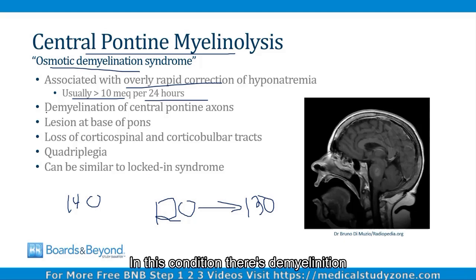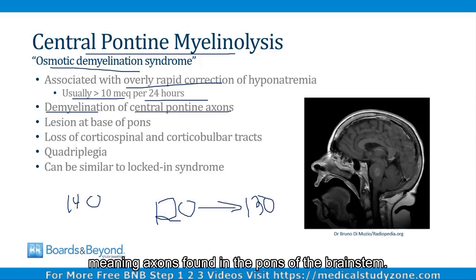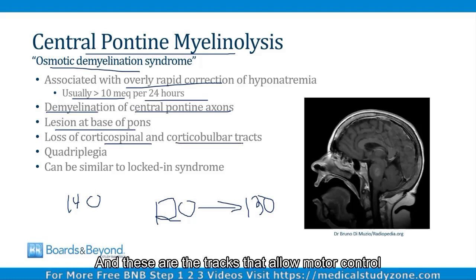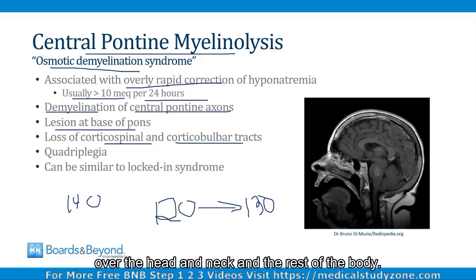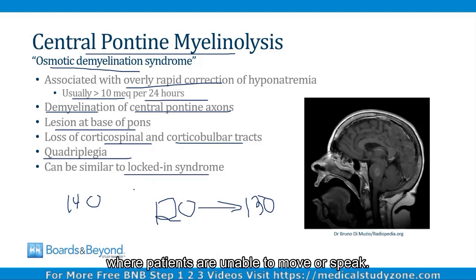In this condition, there's demyelination of central pontine axons, meaning axons found in the pons of the brainstem. This leads to a lesion at the base of the pons, and patients lose their corticospinal and corticobulbar tracts, and these are the tracts that allow motor control over the head and neck and the rest of the body. So these patients will develop quadriplegia. It can look very similar to a locked-in syndrome where patients are unable to move or speak.